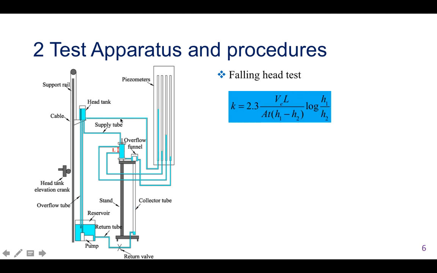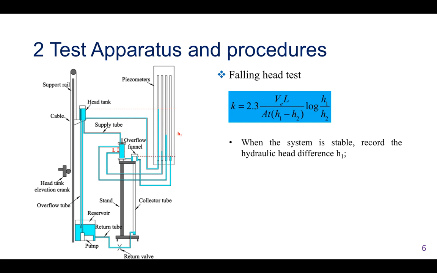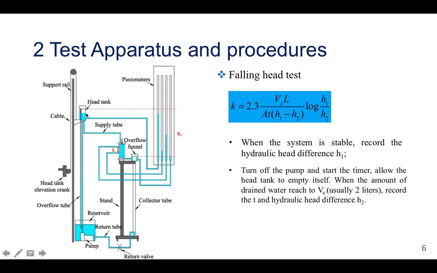The falling head test can also be conducted with this device. When the system is stable, we need to record the hydraulic head difference between the head tank and the overflow funnel. Then we need to turn off the pump and start the timer. This will allow the head tank to empty itself. When the amount of drained water reaches VE, which is usually 2 liters, record the time and the hydraulic head difference, H2 here. Thereafter, we can also calculate the coefficient of permeability.